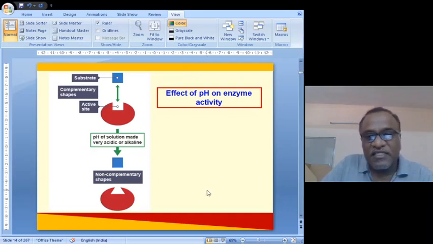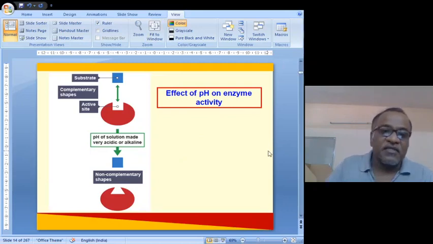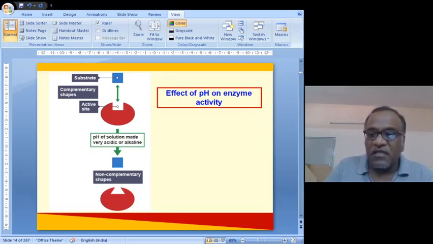So in both cases, the same thing happens, and it is also implied that the concentration of the enzyme or the concentration of the substrate also affects the enzyme substrate reactions.